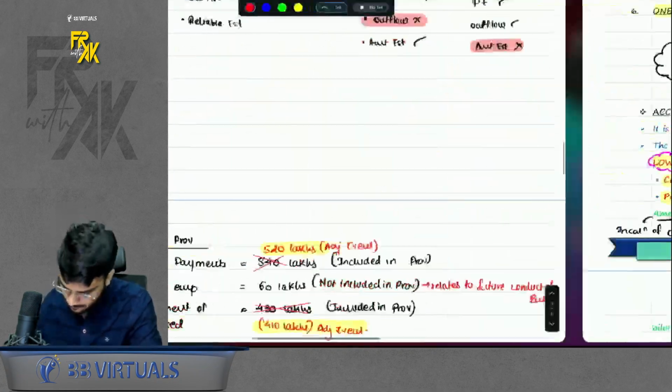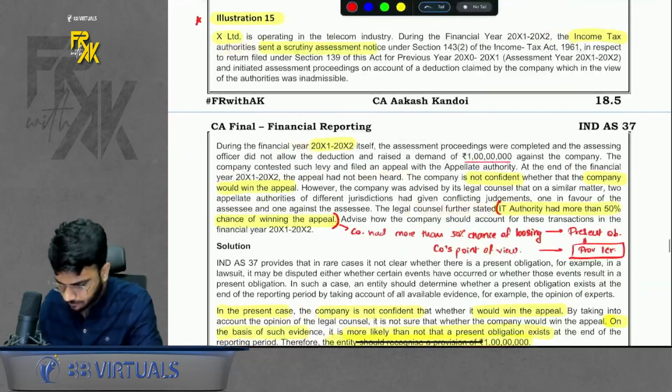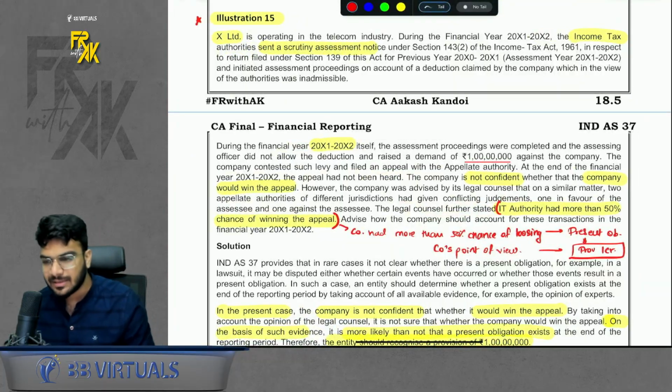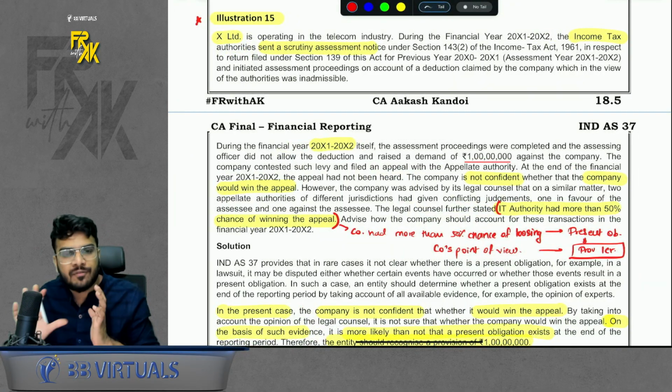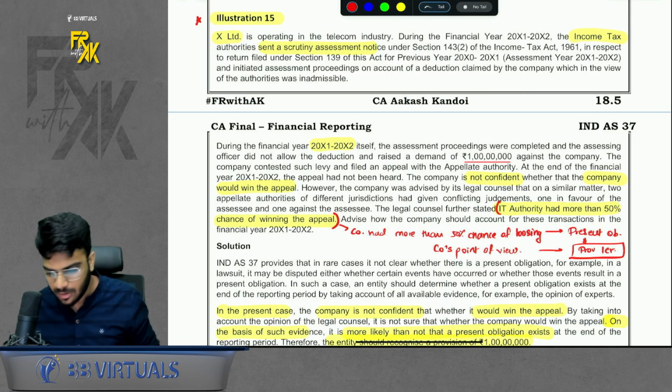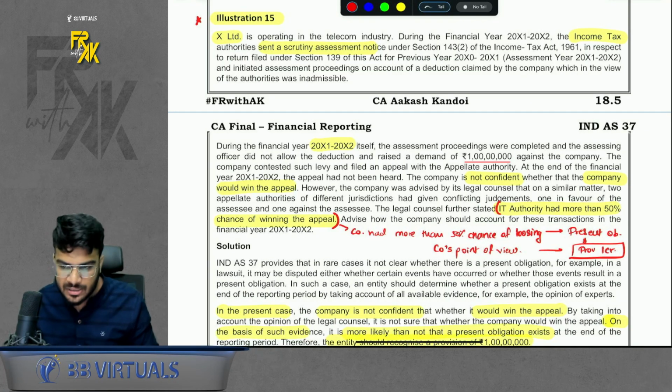This completes the conceptual part of the chapter. To be very honest, the questions in this chapter are very straightforward. If you know the concept, you will know the question. So there are not many questions to be revised here. But yes, maybe 2 or 3 questions are there which I feel I need to revise. I will take those up.